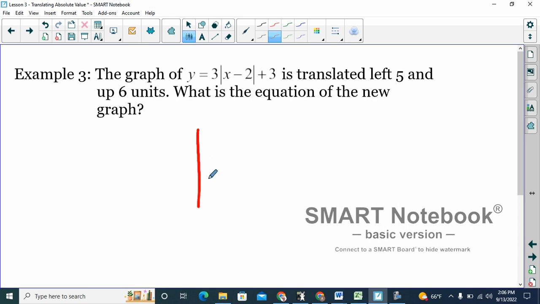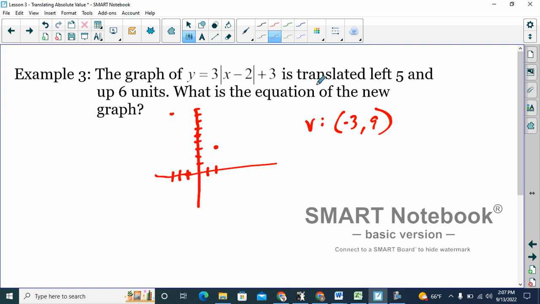My original graph has a vertex. Notice translation is right 2 up 3. So my vertex is right 2 up 3. It's at 2, 3. And then the V opens up with a slope of 3. If I then move that left 5, 1, 2, 3, 4, 5, and up 6, left 5, up 6. Notice my new vertex is negative 3, 9.